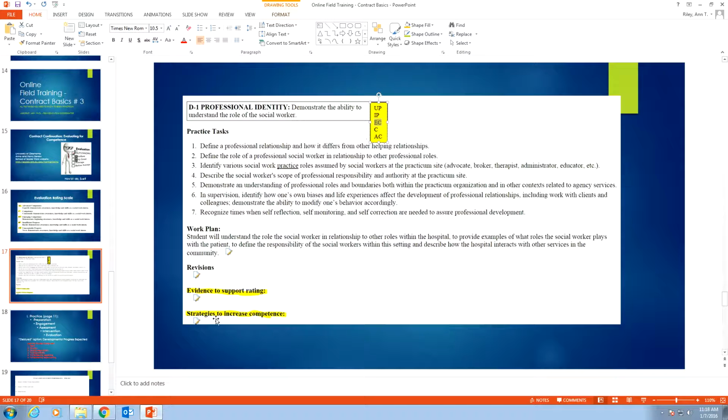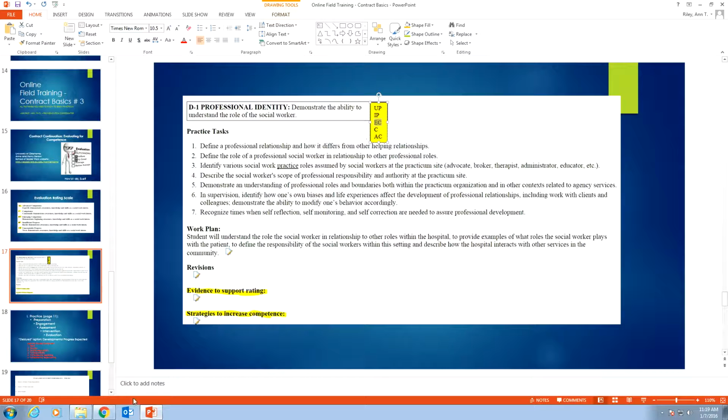The strategies to increase competence are an as-needed category. It's not necessary to complete this for each competence throughout the contract. It's typically utilized for students who have some struggles, or it can be for a student who wants to improve and is asking for some specifics. So if needed, certainly provide strategies to help the student to give them specific feedback for growth. It will be utilized for any student and for any competency where a PIP is related.